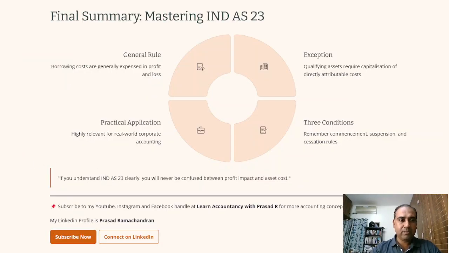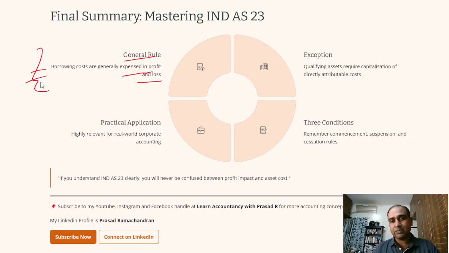Now, final summary. General rule: borrowing costs are generally expensed in the profit and loss account. That is a general understanding that we had before reading the standard. That means all the interest is always expensed to the profit and loss account. But this standard was specifically to understand when borrowing costs can be capitalized. Exceptions: qualifying assets require capitalization of directly attributable costs. So this standard talks about when a borrowing cost can be capitalized.